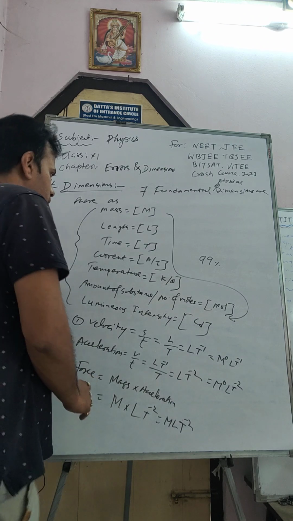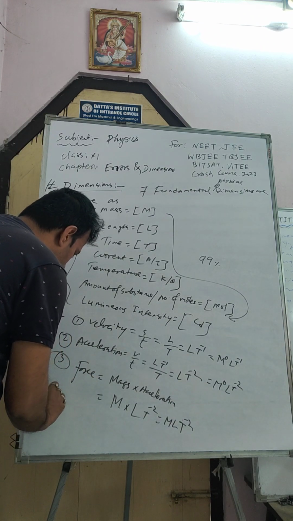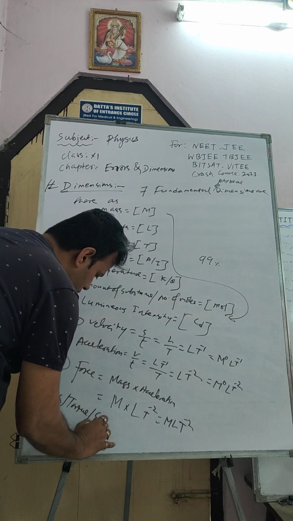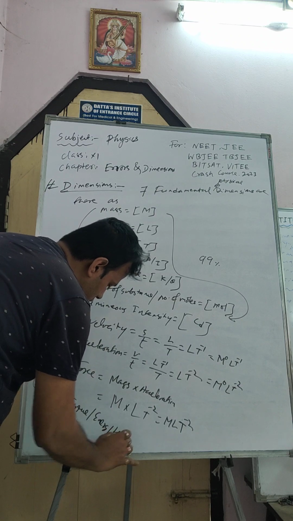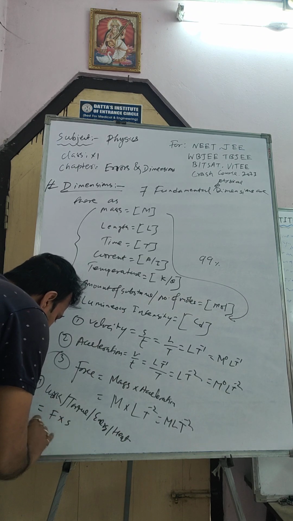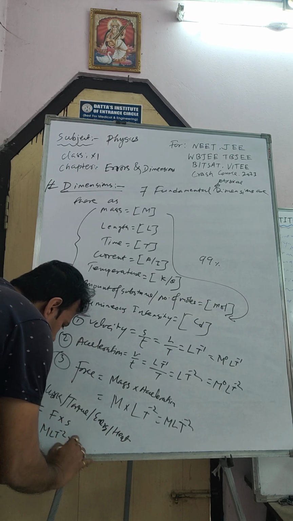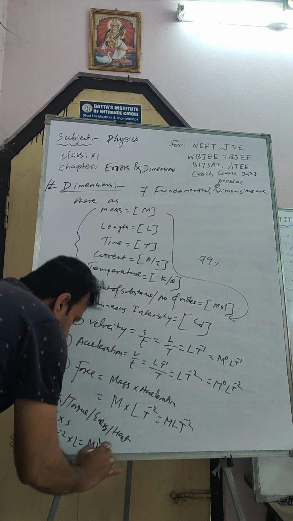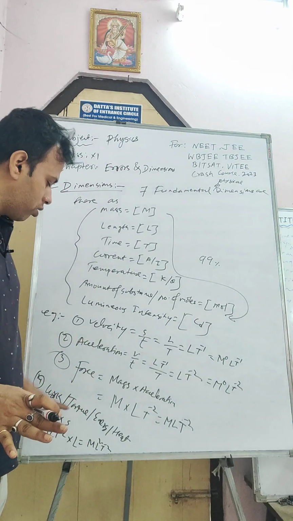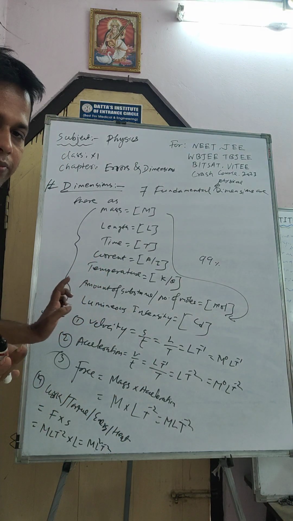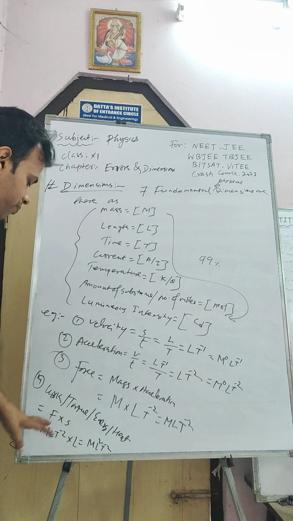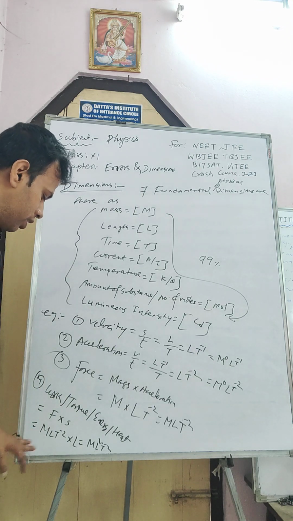And again the fourth one is work or torque or energy or heat. These 4 options all have the same dimension, that is force into distance. Force is m L t minus 2 and distance is L, so m L square t minus 2. So work, torque, energy and heat all have the same dimension, m L square t minus 2.